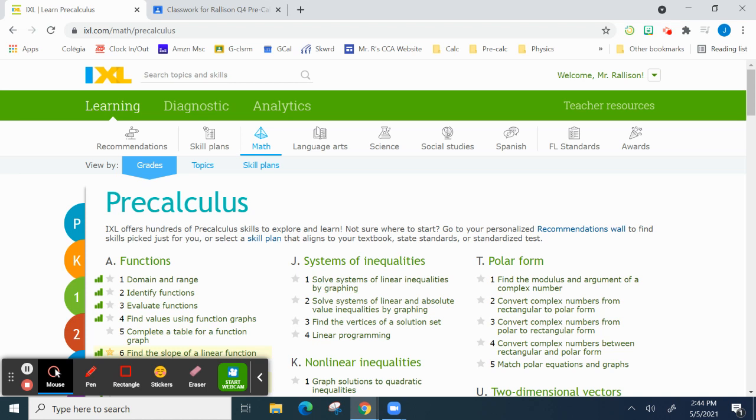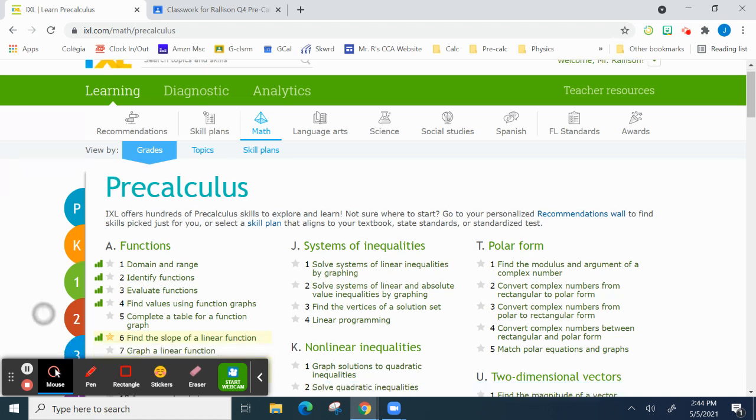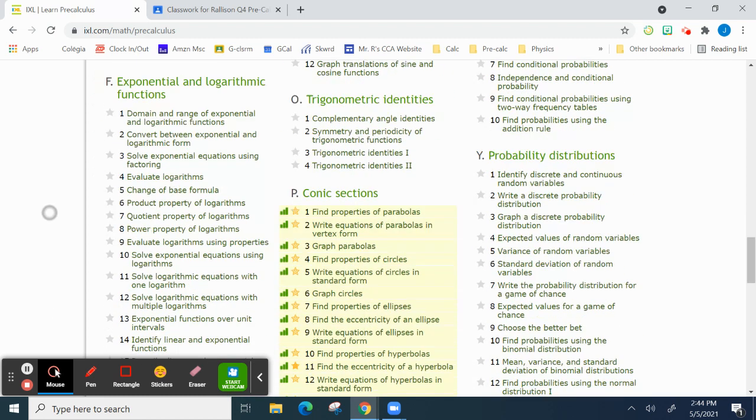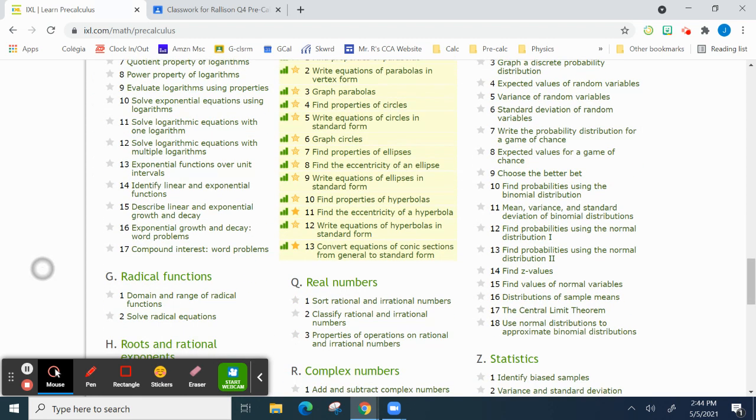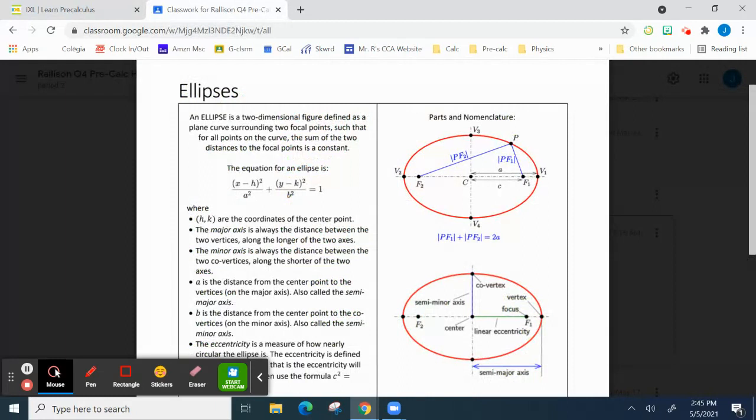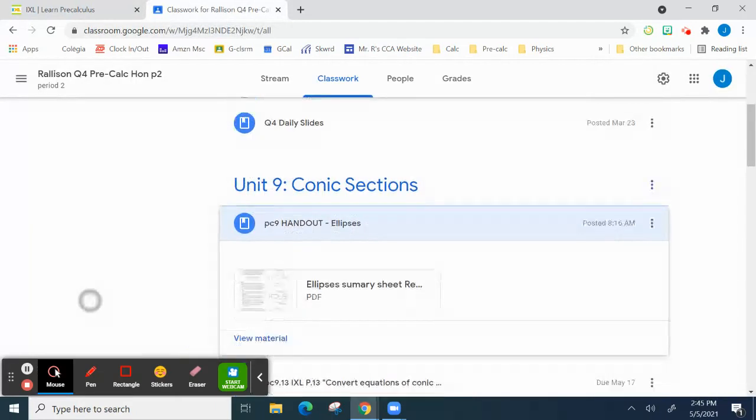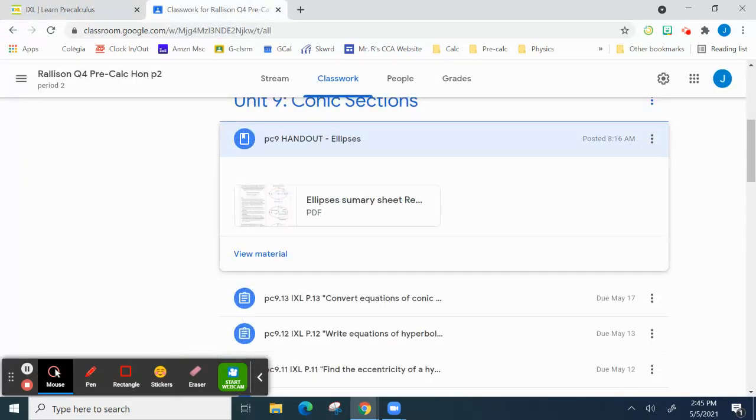All right, so this is going to be a little walkthrough on conic sections. It's IXL P.7, 8, and 9. We're doing ellipses. I want to remind you that there is this document in here. It looks like this. It's pc9, handout on ellipses.